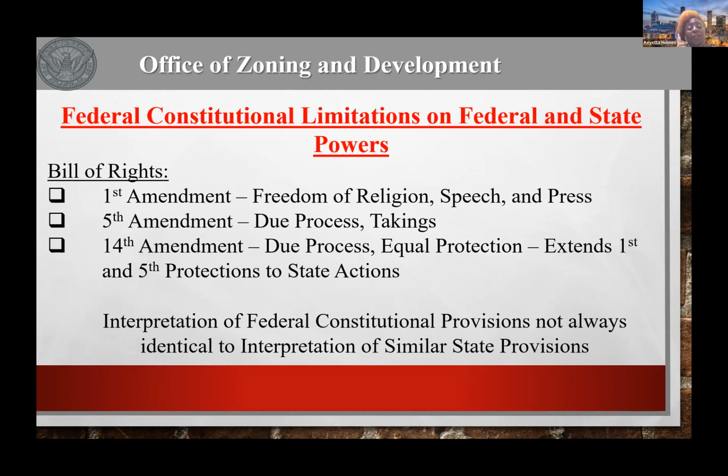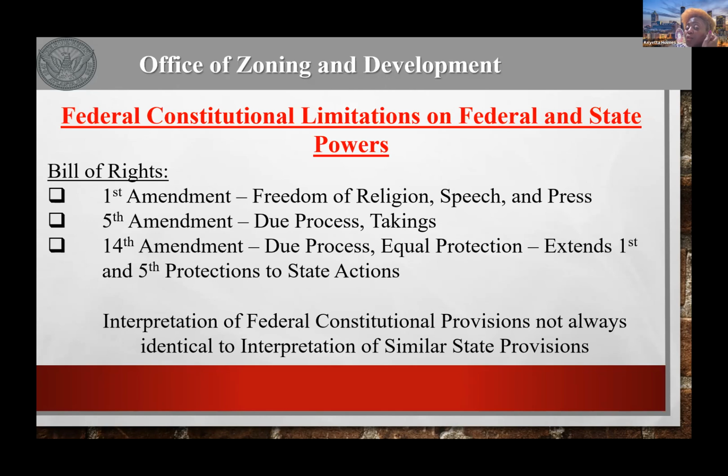The 5th and the 14th Amendments are related to due process and takings related to zoning cases. We cannot take someone's property. There has to be a process by which that property is taken. So there's a process of eminent domain, a process of condemnation, because the Constitution protects people's property rights.